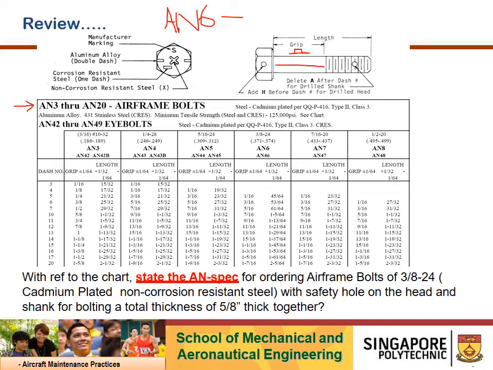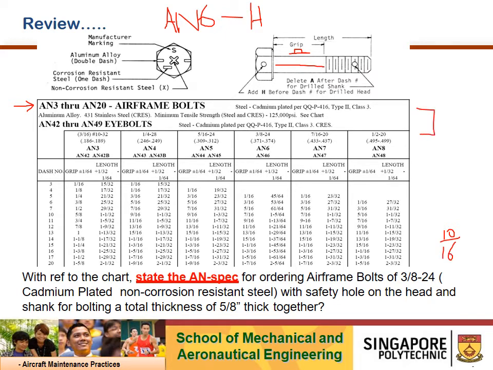Then I need to fill in the number to represent the grip length of the bolt. This is the grip length, the unthreaded part. But before I move on, you do read here: if I want a hole on the bolt head, I must add an H before the number. So I put an H because I want a drilled hole on the bolt head, which refers to the question's safety hole on the head.